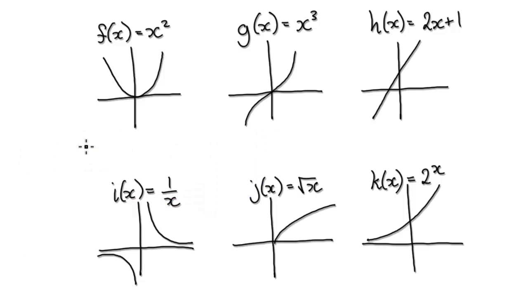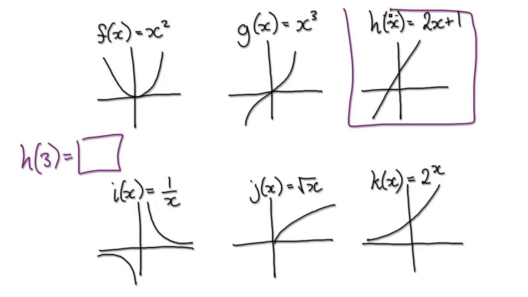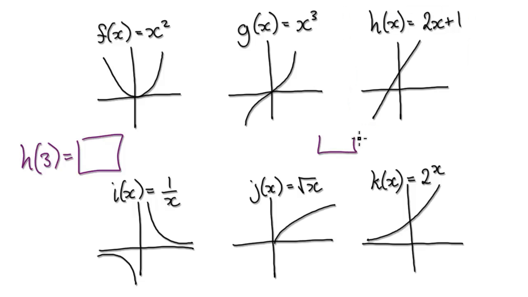Okay, next one. Let me think. What is h of 3? So what goes in this box? So press pause and have a go. Okay, the function h would be this thing here. So you've got a machine where you put in the number 3. If you put the number 3 into this machine, it will spit out 3 times 2, which is 6, plus 1. It will spit out the number 7. So what goes in here will be the number 7.